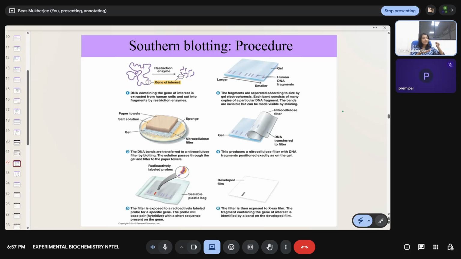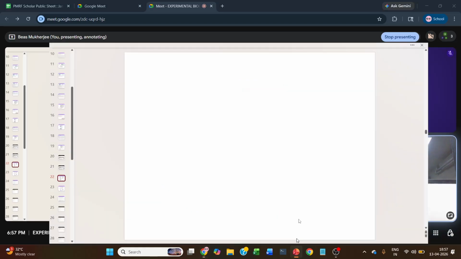Base pairing will happen, hydrogen bonds will form with the gene of interest, it will hybridize with a short sequence present on the gene. And then the filter is exposed to X-ray film, and the fragment containing the gene of interest is identified by the band developed on the film. So a gene of interest will be visible because it is radioactively labeled, right? So when you expose it to X-ray film, it will give this black band.